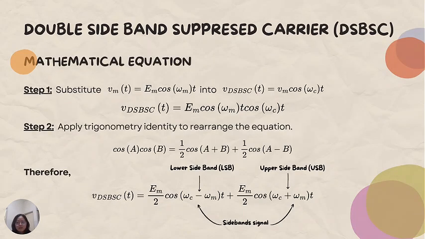Same as the DSBFC, the double sideband suppressed carrier can be explained by a mathematical equation. First, we substitute the modulating signal into the carrier equation. Then, by applying a trigonometric identity, we rearrange the equation to reveal the final result. That is a combination of the lower sideband, LSB, and the upper sideband, USB.